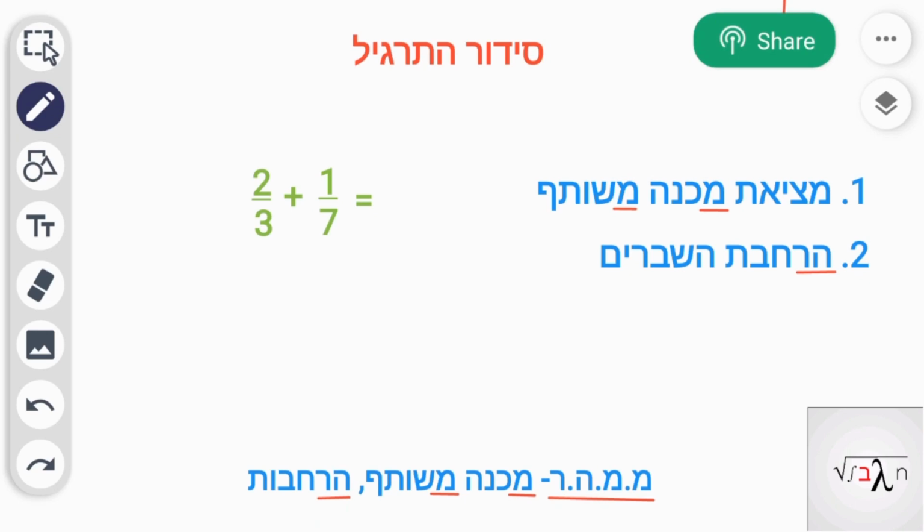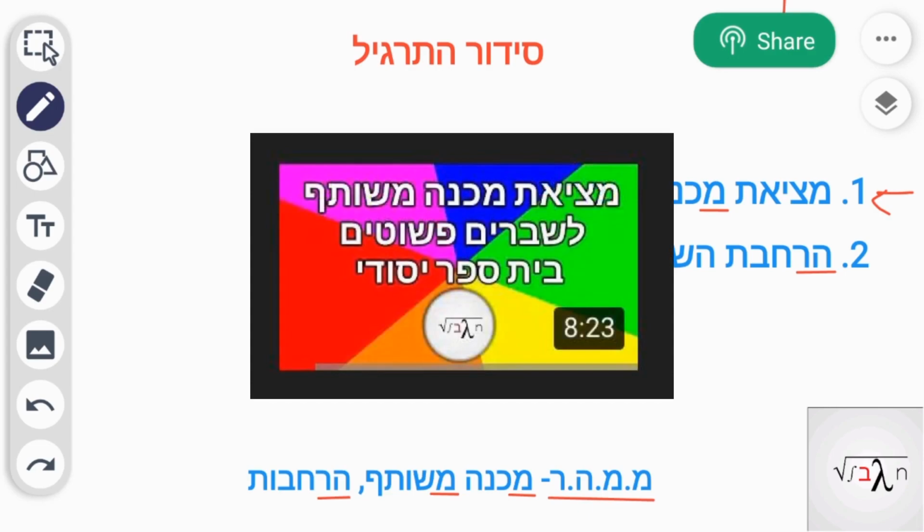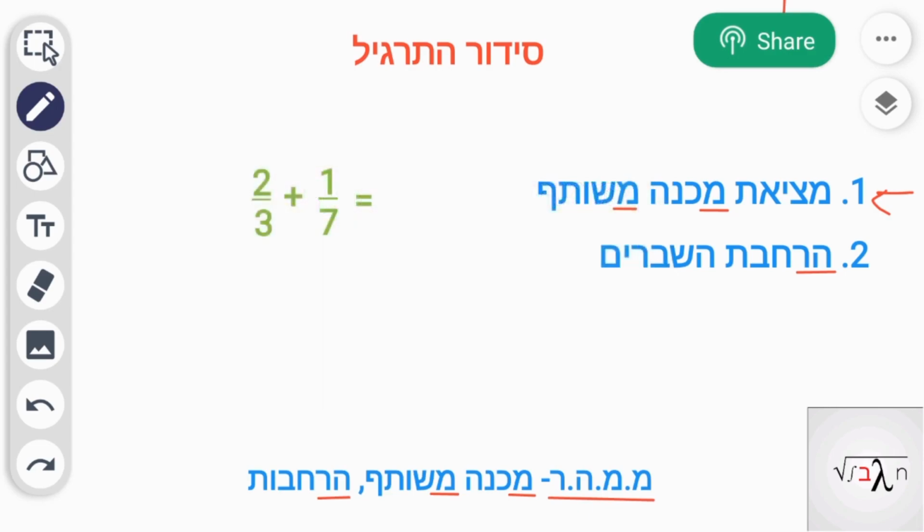To solve this question, 2/3 plus 1/7, we'll have to do two steps. The first step is to find the common denominator. For those who didn't see the video where I taught you how to find the common denominator, that's the time to stop this video and watch that video first. The second step is to extend the fractions. Let's do the two steps on this question and solve it.